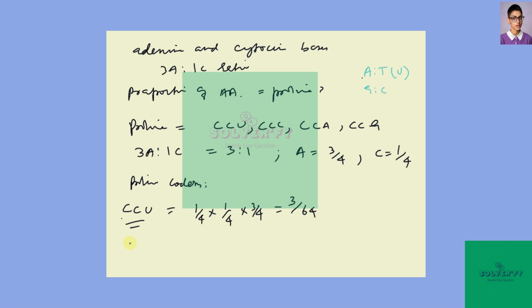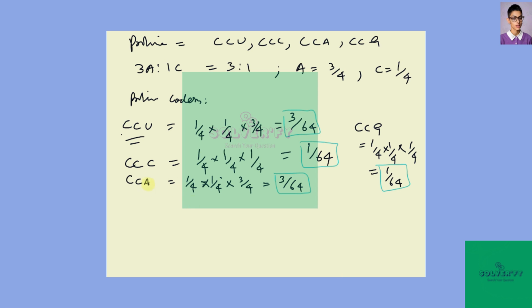And coming to the second codon CCC, it will be 1/4 times 1/4 times 1/4, which will be 1 by 64. Likewise, the probability of the other codons is found in the same manner.